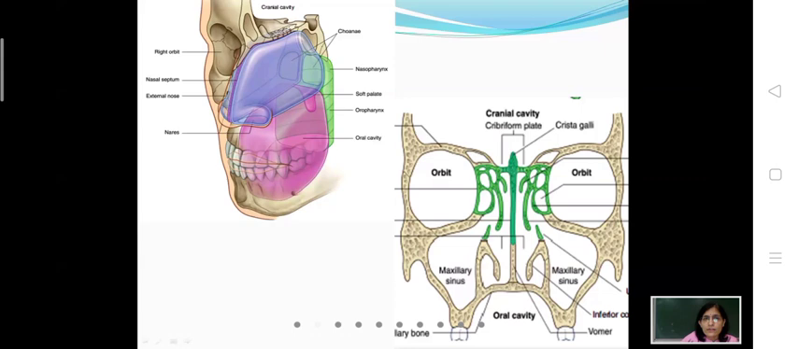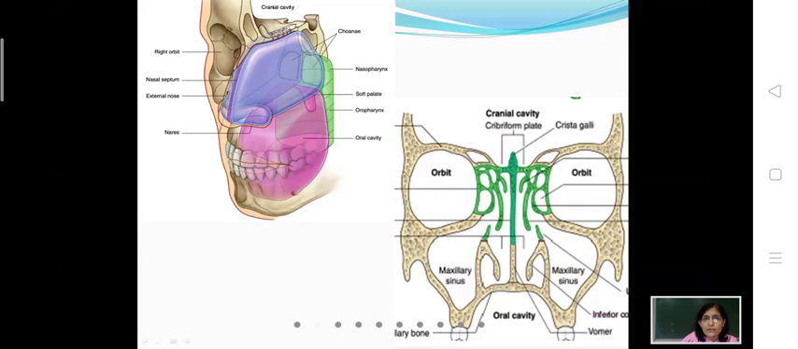Now, the roof of nasal cavity. The roof of nasal cavity is very narrow. It is only about 1 to 2 millimeters in thickness. Each nasal cavity, the roof is only 1 to 2 millimeters in thickness, and it is 7 to 8 centimeters long and curved. This is the roof of nasal cavity. This is 7 to 8 centimeters long and curved, but it is very thin.